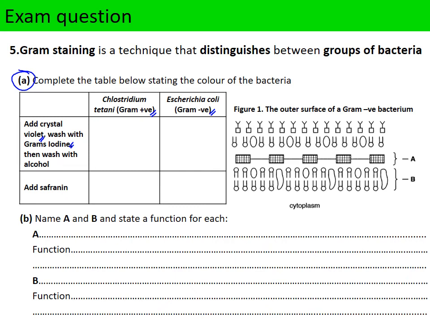And then it tells us that the alcohol wash has been completed, and we know the alcohol wash is the differentiation step. So we can work out what the bacteria would look like for gram-positive bacteria.